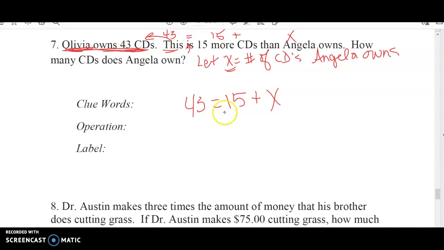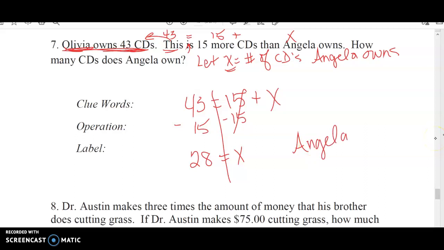So here, I'm going to solve for my variable. X is on the right side, so I have to get rid of this positive 15, get the negative 15. So X is going to equal 28. So now I know Angela owns, since X is 28, and that's what I represented Angela's CDs, so Angela owns 28 CDs.